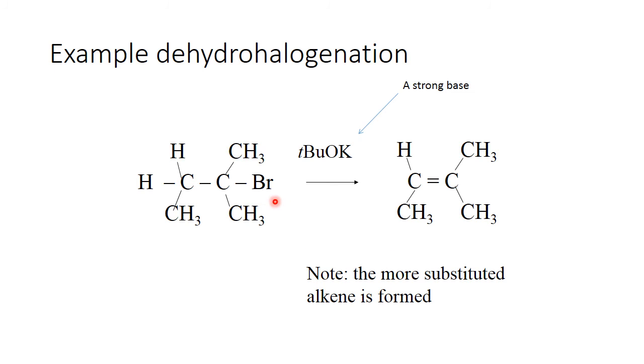Okay, now we're going to look at removing something like hydrobromic acid or hydrochloric acid from a halogenated compound to make the alkene. Notice, when I use a strong base, it's going to basically remove the hydrogen and the bromine on adjacent carbons to form a double bond between those. And just like with the alcohol, we're going to form the more substituted alkene.